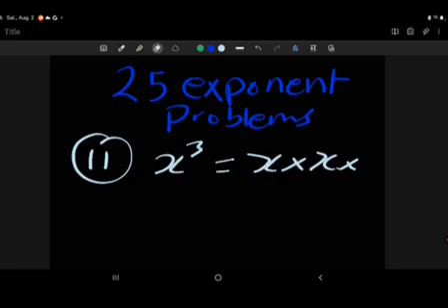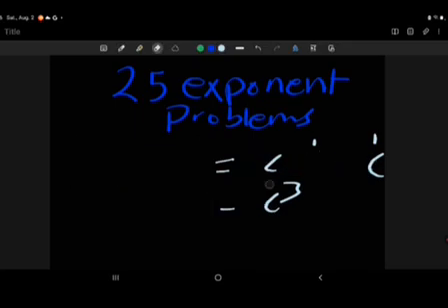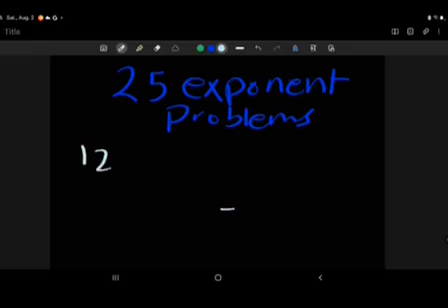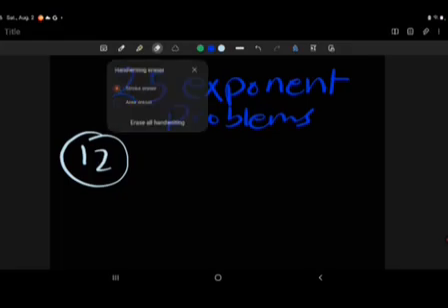Okay, solve that. So x times x times x is the same thing as x cubed basically. It just means that you multiply it by itself 3 times. Okay, and then problem number 12.